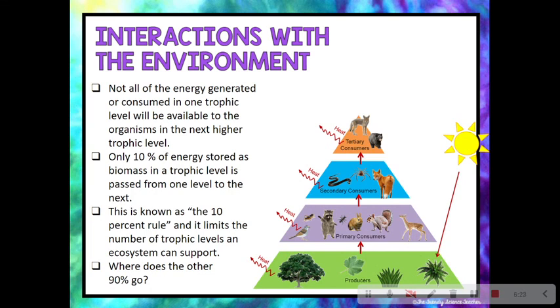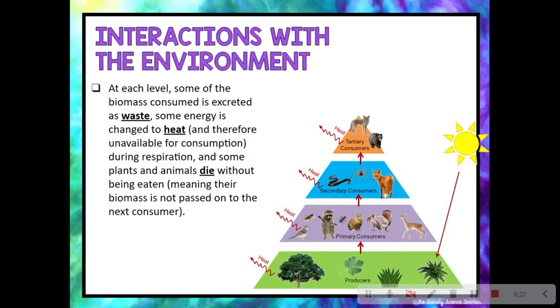So where does the other 90% go? At each level, some of the biomass consumed is excreted as waste. Some energy is changed to heat during respiration and is therefore unavailable for consumption. And some plants and animals die without being eaten, meaning their biomass is not passed on to the next consumer.